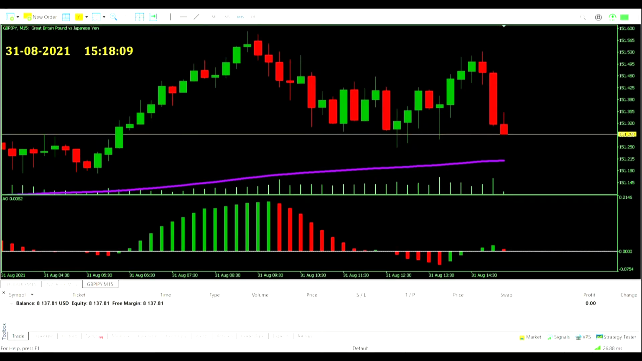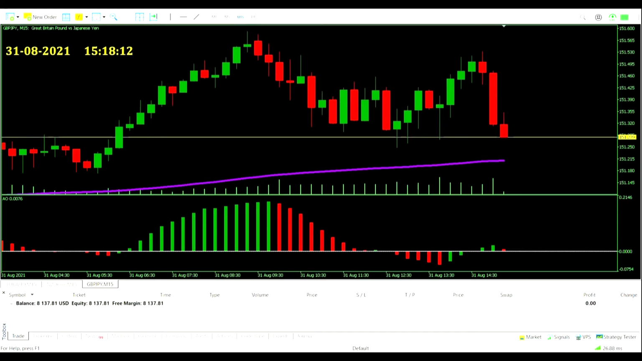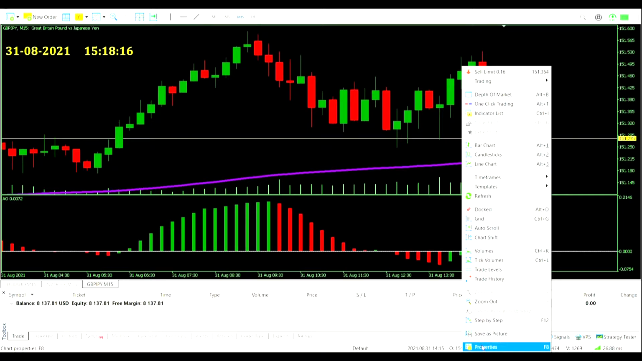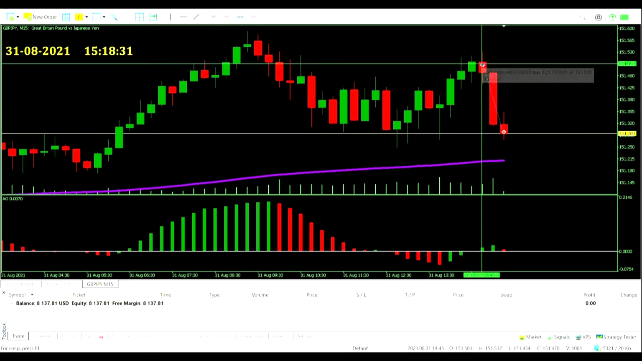Very tight, and there they go. Both stop losses triggered. That is a 1% loss. Let's pull up the trade, see exactly where we got in. Yeah, and it was basically right at the very top there.